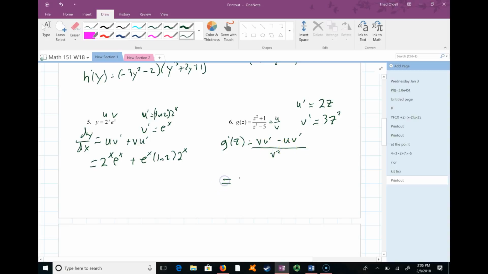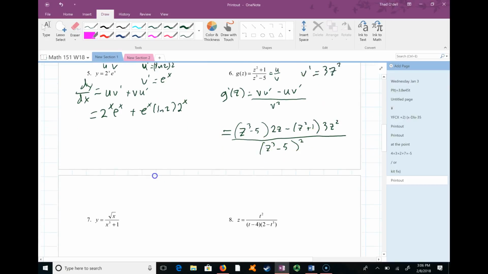So now I just got to fill in the spots. So v is z cubed minus 5, and u prime is 2z, and then u is z squared plus 1, and then v prime is 3z squared, all over v squared, which is z cubed minus 5 squared.